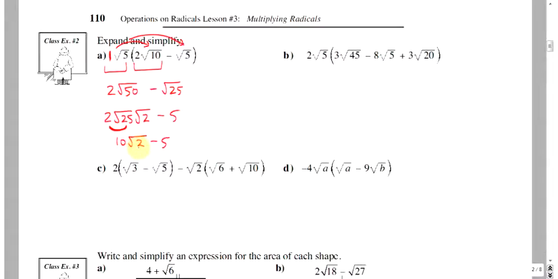Can I collect a root 2 and a number? No. They're unlike terms, right? I can't collect an x and an x squared. That's fully simplified. I can't do anything with this. I can't collect these. Don't try to. It's not minus 5 root 2. Come on.